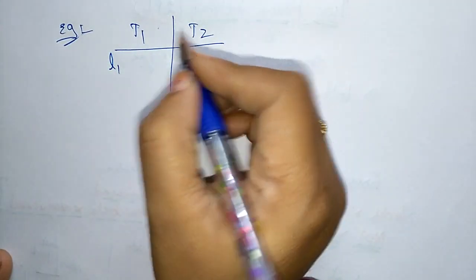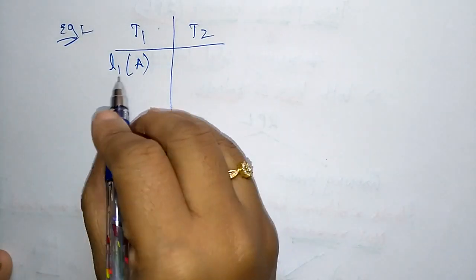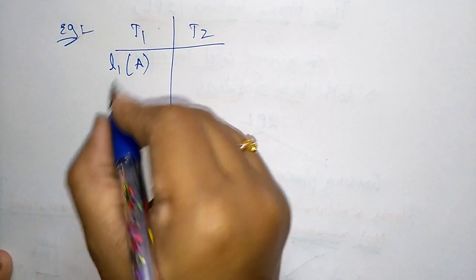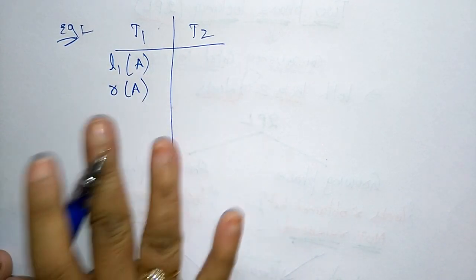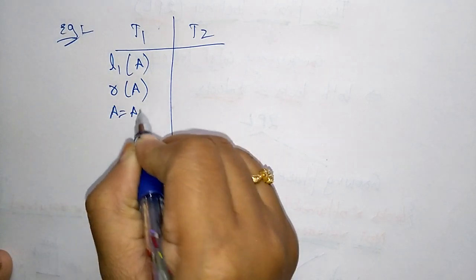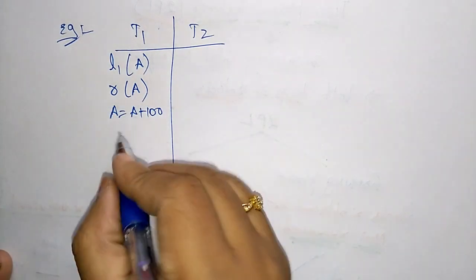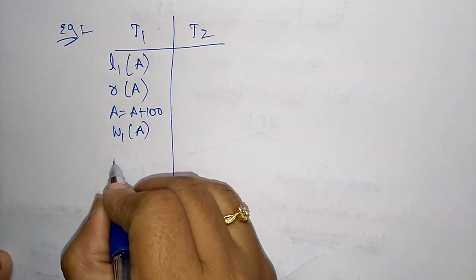First, the growing phase: create a lock, lock A. After you are allowing it, you are locking A. Now transaction T1 is ready to read that lock. Only T1 can read that lock. After that, A = A + 100. One operation has been done, and then write A.